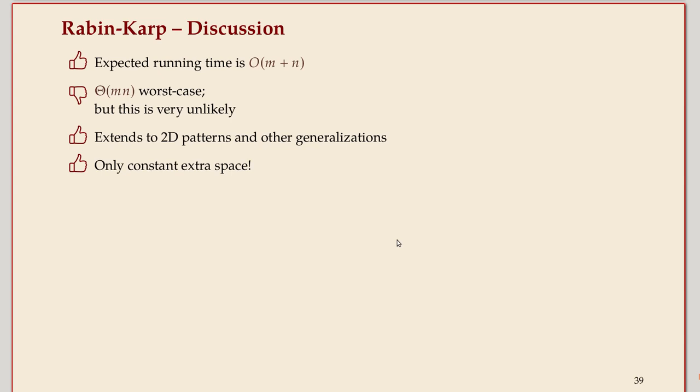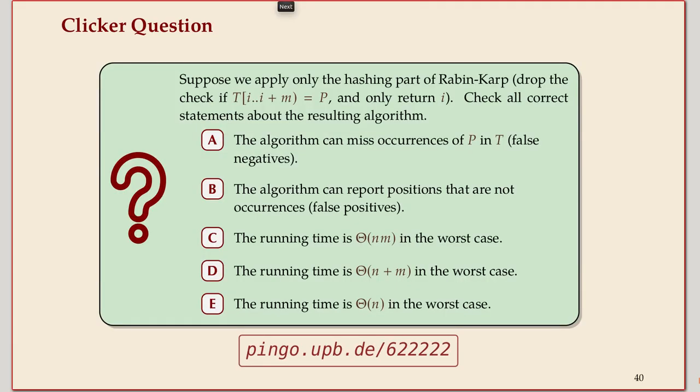Well, and finally, talking about space, what we really store about the pattern while we're going, apart from the pattern, is just its hash value, its fingerprint, and that's a single number. So that's the only method that, apart from the pattern, which we have to store, only uses constant extra space. So in some applications, that's a definite selling point. I have another little question that I want you to answer on this.